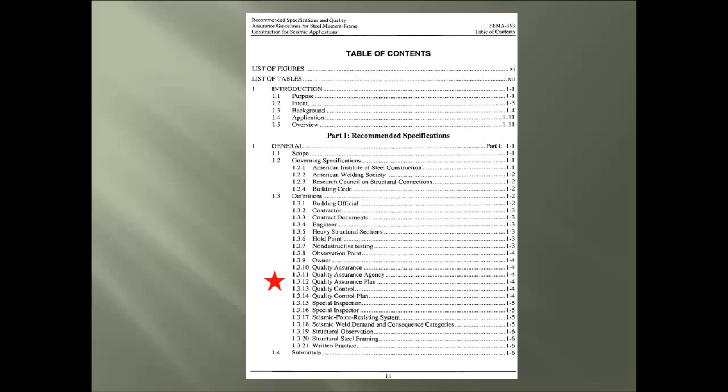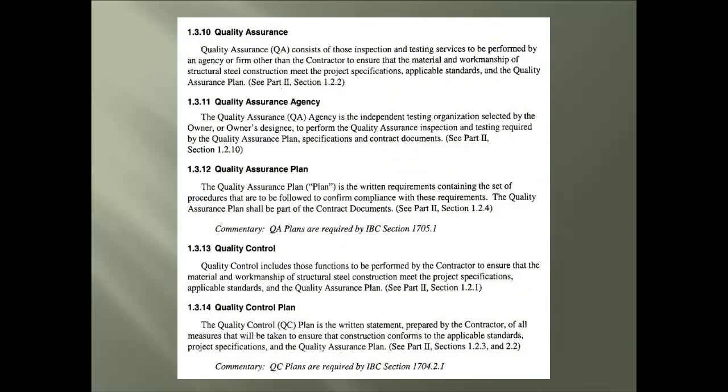Next, we review the definitions of both QC and QA professionals. Here, we read the definitions explained for the QA professional, who is not the contractor. Next, we see the QA agency. They are an independent testing organization who is hired by the owner. Now we see the QA plan, which must be part of the contract documents. And here we see the QA plan is required by the code.